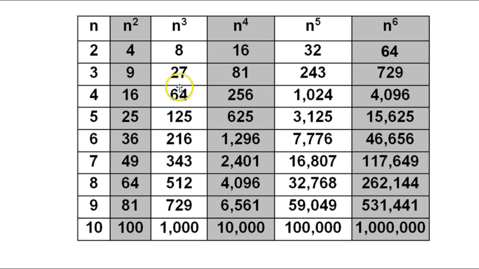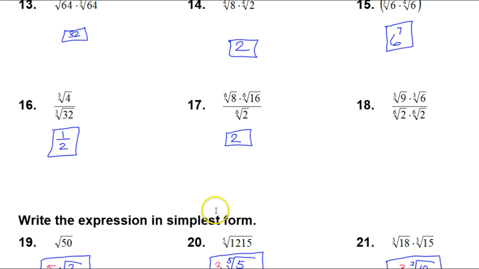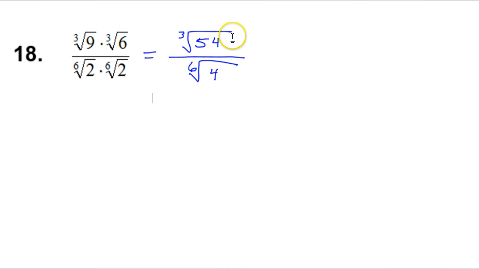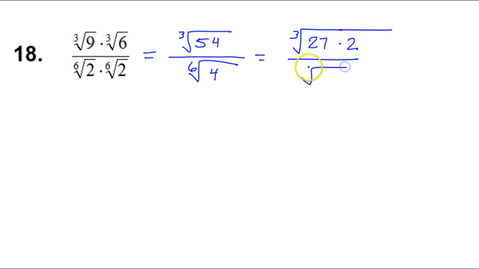54 is not on the cube root chart, but 27 is. And 27 goes into 54 twice. So I can split this up as the cube root of 27 times 2. And for now, I'm just going to leave this alone, the sixth root of 4.